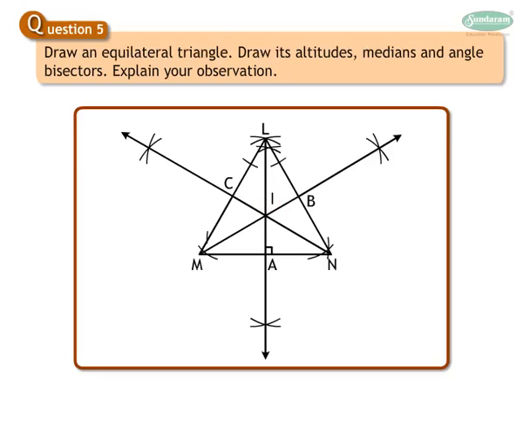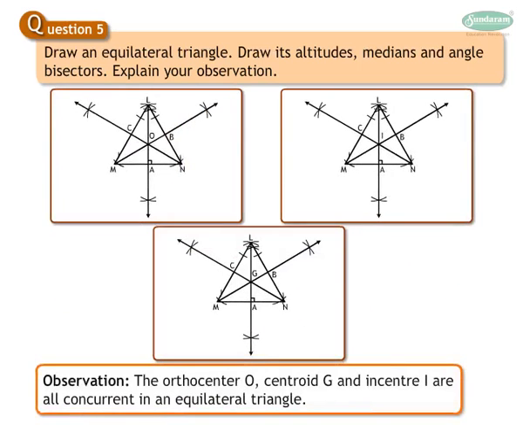It implies that in an equilateral triangle, medians, altitudes, and angle bisectors are the same, and centroid G, orthocenter O, and in-center I are all concurrent. Observation. The orthocenter O, centroid G and in-center I are all concurrent in an equilateral triangle.